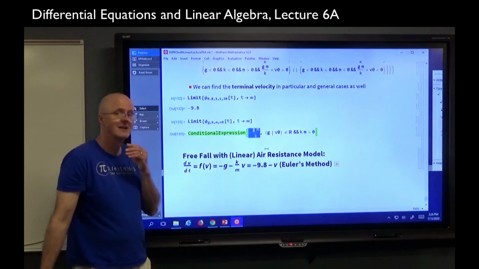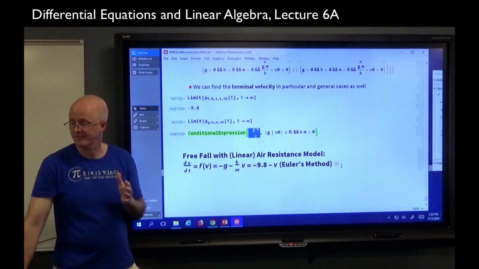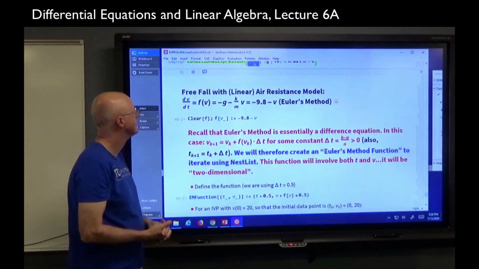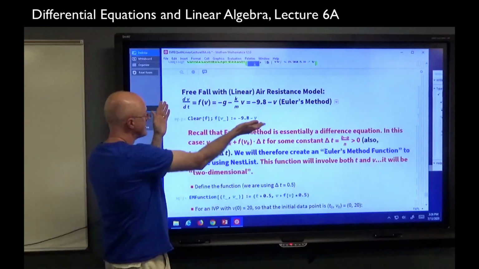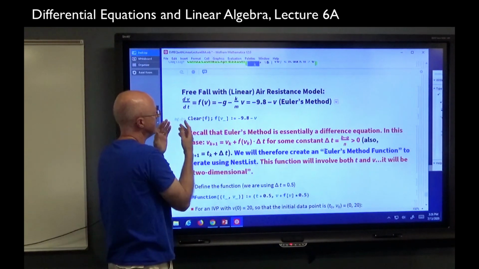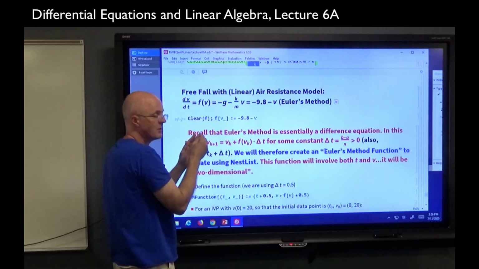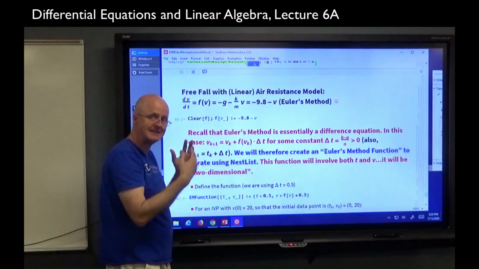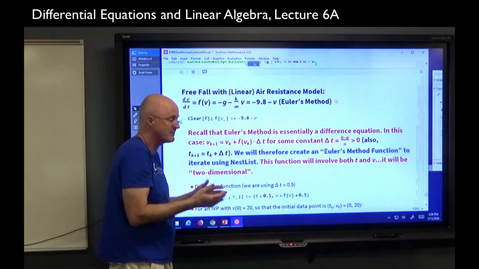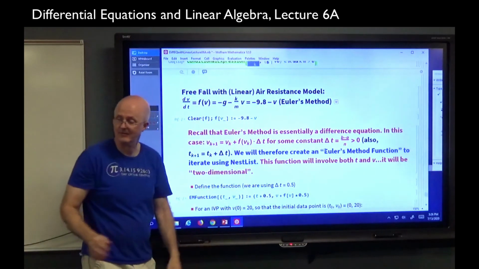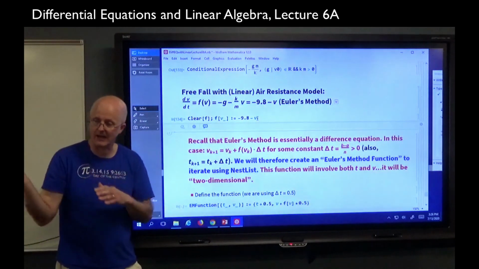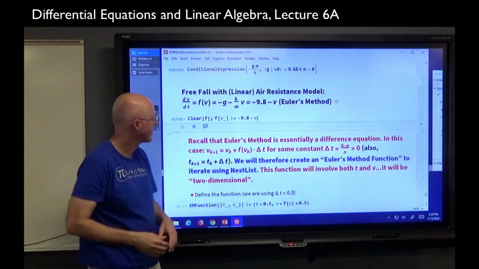Okay? Finally, let's look at Euler's method. So I've talked about Euler's method recently. We got this autonomous equation. Instead of finding a formula for v as a function of t, we'd like to approximate its values. The right-hand side function is integral, key to making Euler's method work. I'm defining that as a new function here, and I am using Clear again to make sure that whatever I've entered previously doesn't mess it up.